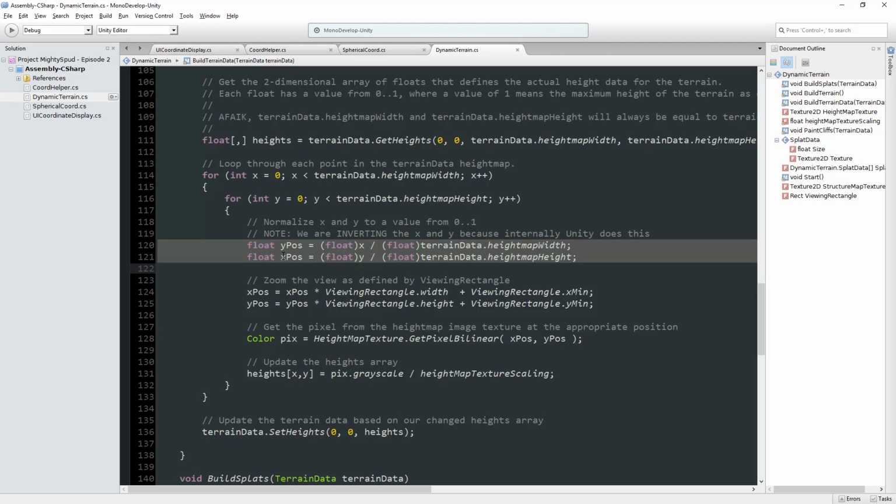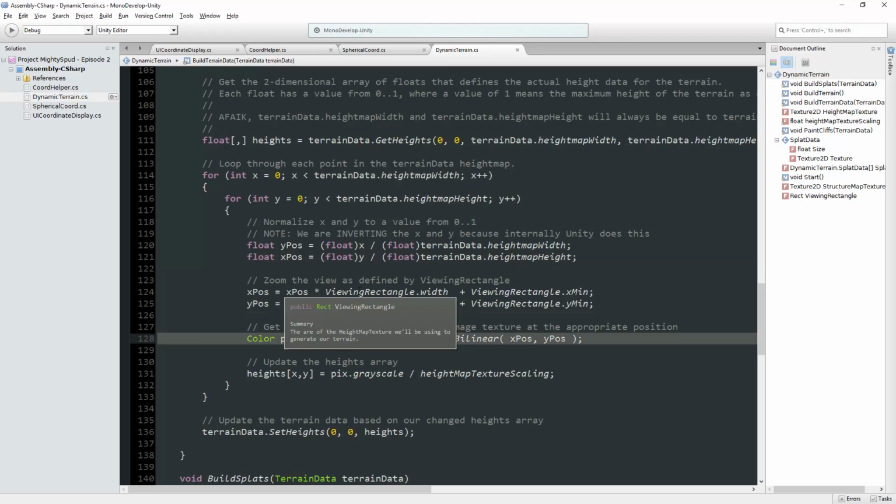So this Y pause and X pause represents the position of the terrain. So we're going to have to convert from this to a spherical coordinate based on all kinds of things, and then map that to the texture coordinates based on how we're zoomed and different things like this. If you thought my math in this episode was bad, wait until you see the next one.